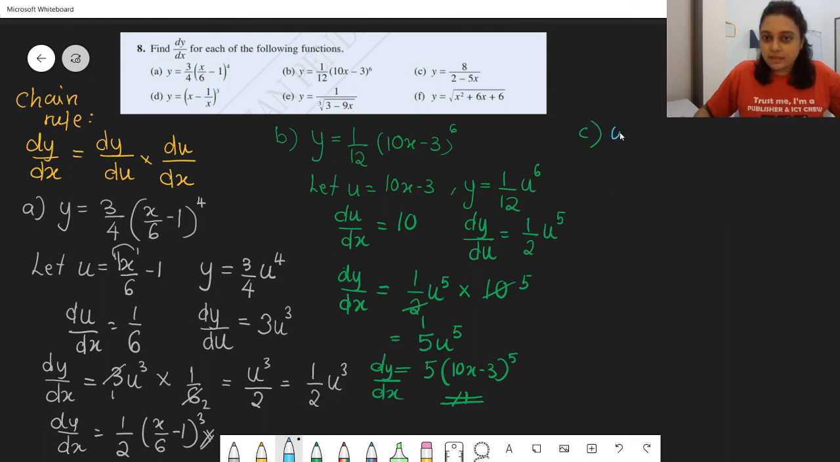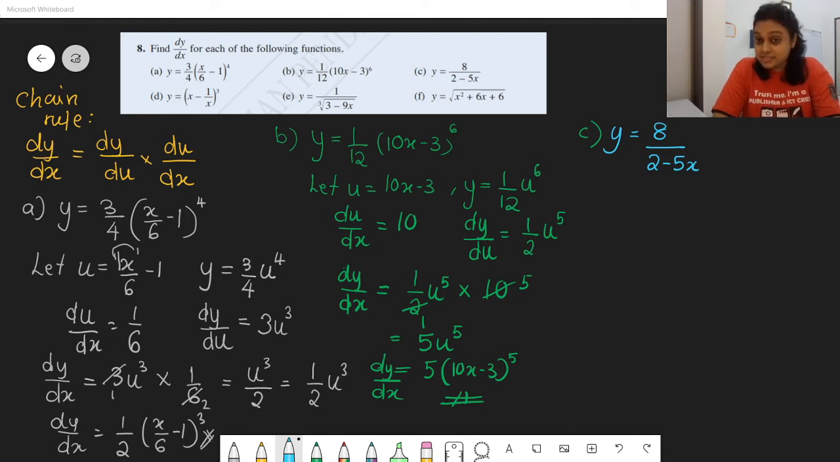Okay, y equals 8 over 2 minus 5x. What can we do in this case? Because up top we don't have any x, correct? But down here we have the x. But the x in the denominator is not just like 8 over 5x, you have a minus there. So it's slightly confusing, like, wait, why is it different? But there is nothing to be confused about.